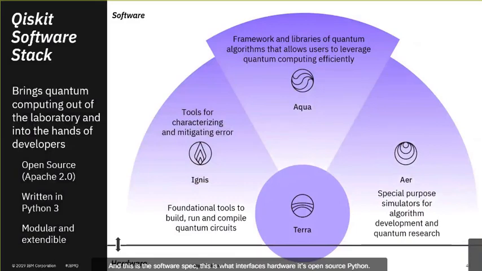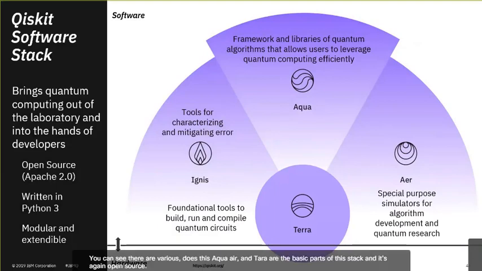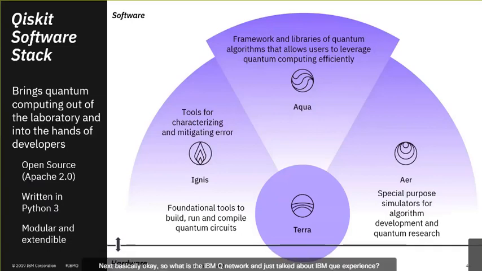And this is the Qiskit software stack. This is what interfaces with hardware. It's open source. It's Python, and you can see there are various parts: Ignis, Aqua, Aer, and Terra are the basic parts of this stack, and it's again open source. You can contribute, you can join the Qiskit community, etc., and it allows you to have access to very sophisticated programming. Next page, please.